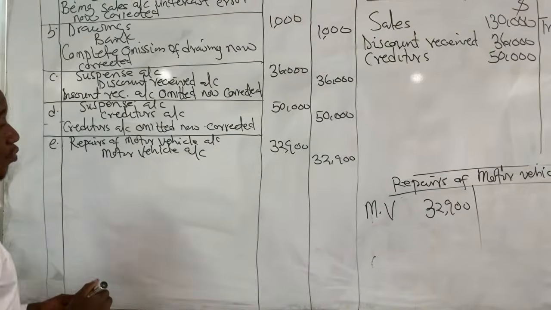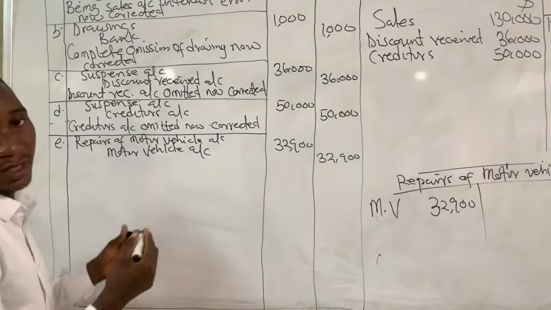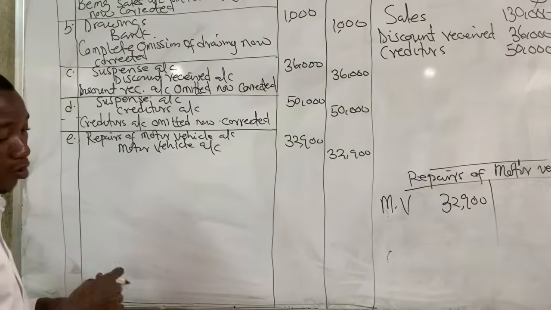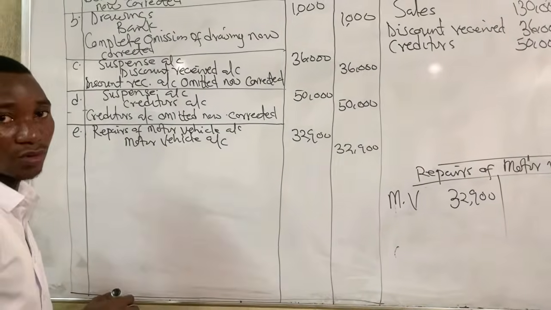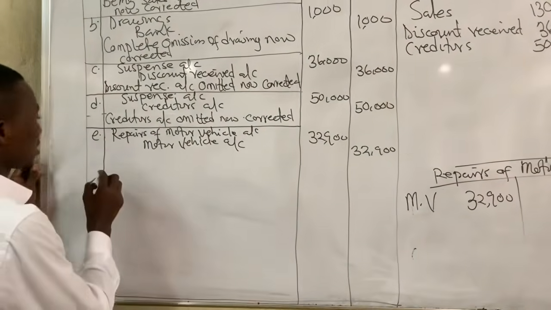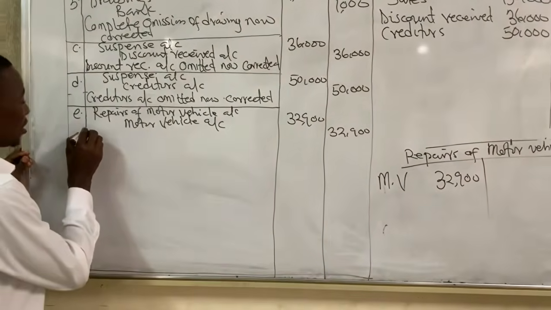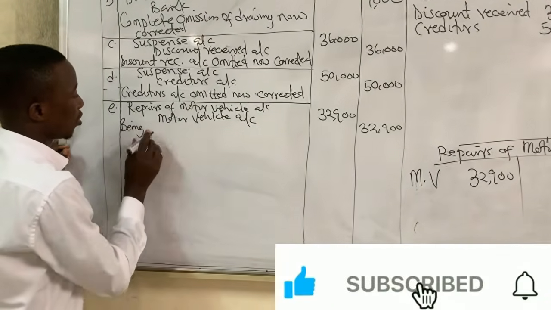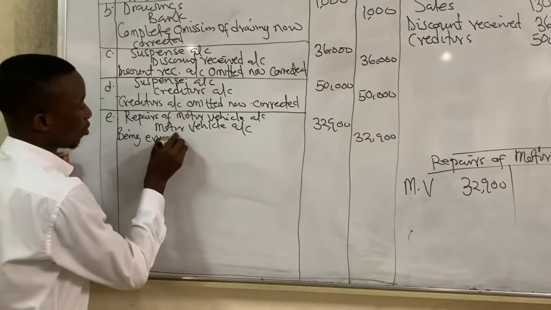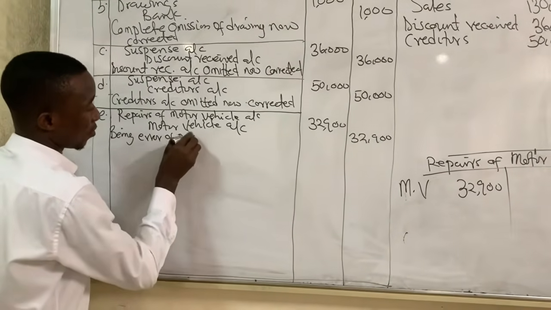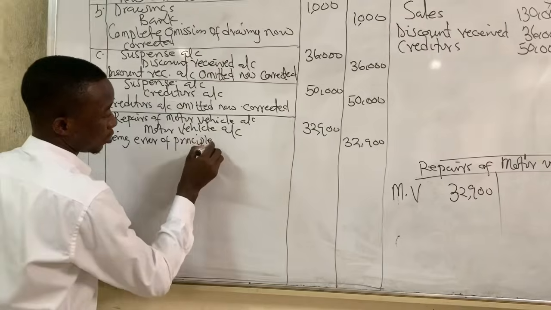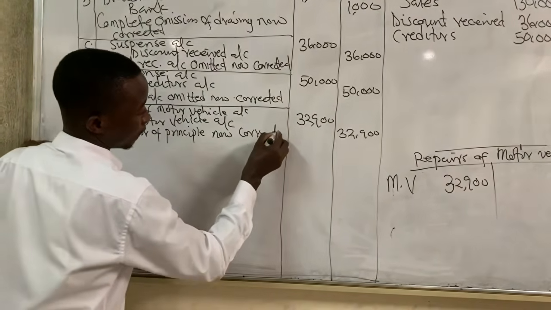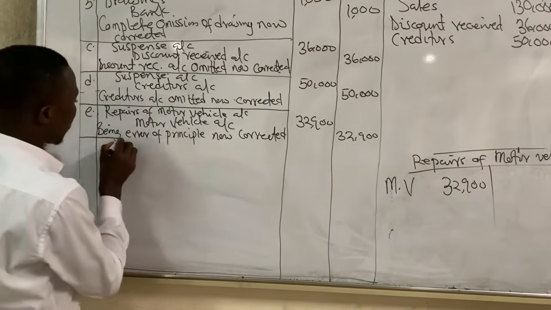Then we need to narrate this error by doing the narration. Because we know that this is an error of principle, we violated the principle, we can say that being error of principle now corrected. Then you underline it very nicely.